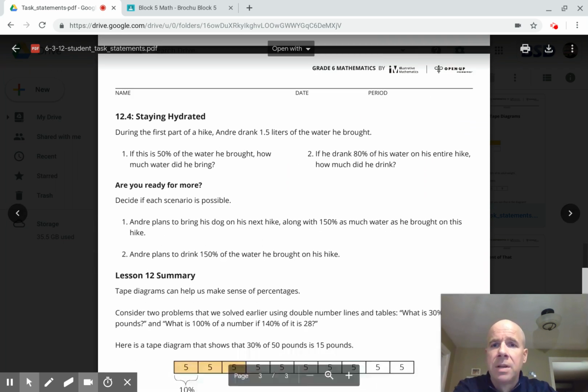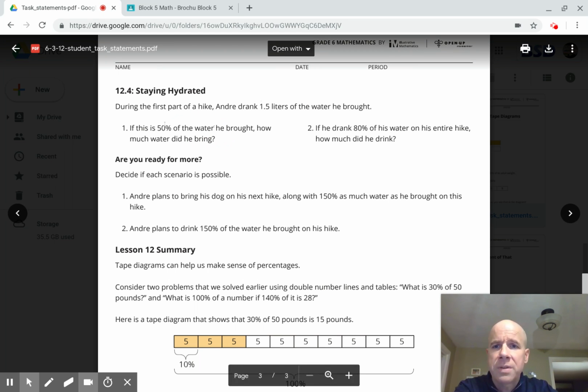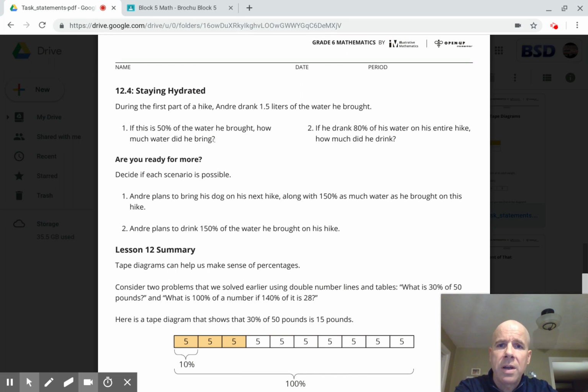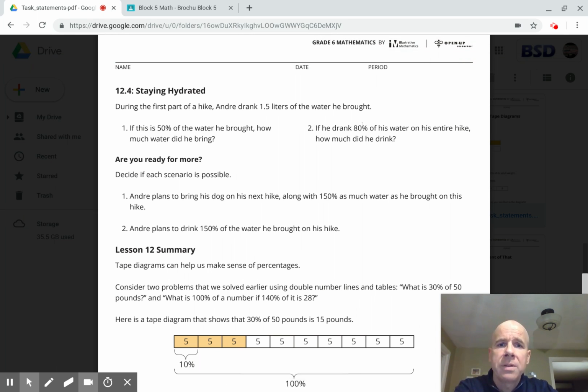Last up. In the first part of the hike, Andre drank 1.5 liters of the water he brought. There isn't a lot of room to do any of this. If this is 50% of the water, how much water did he bring? So if the 1.5 liters is 50%, what's the total that he brought? And then you're going to make a tape diagram. If we know what the total is, if we break it up into pieces, what's 80% of what he is going to drink? Draw a tape diagram.